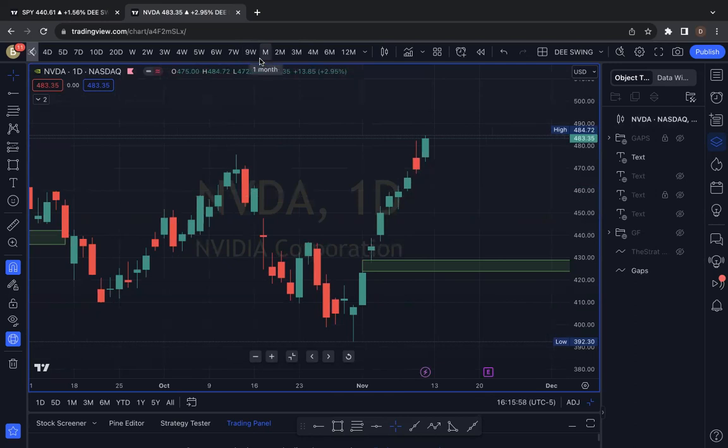Okay, let me look through my notes to make sure there's nothing I am forgetting. We talked about partial gapping, we talked about full gapping, we talked about what a gap is. We've talked about a gap fill, when that gap is created and price fills it.